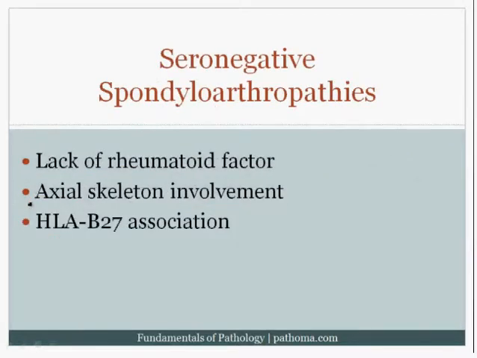Seronegative spondyloarthropathies are a group of joint disorders that have a few important characteristics. Number one, they lack rheumatoid factor, and that's what we mean by seronegative, that the serum is negative for rheumatoid factor. Number two, they often involve the axial skeleton, and that's what the spondyloarthropathy refers to, the spondylo referring to the spine and the large joints of the central skeleton. And then finally, there's often an association with HLA-B27.